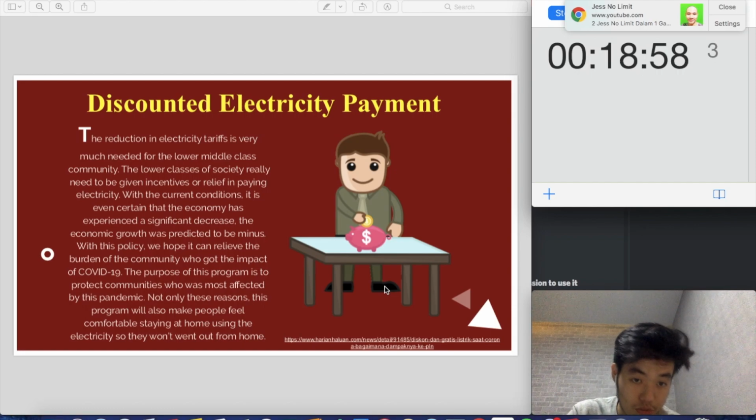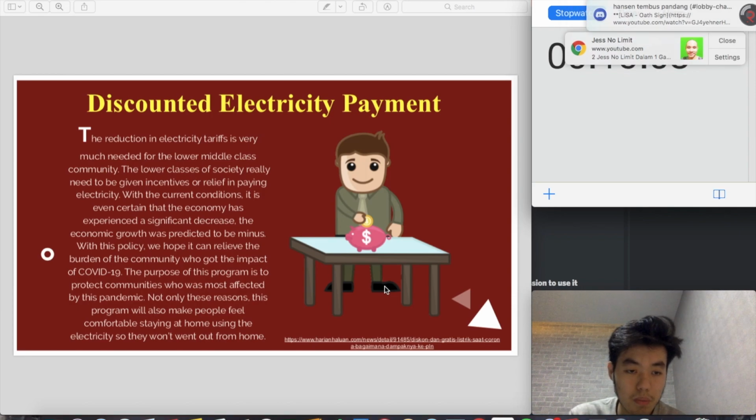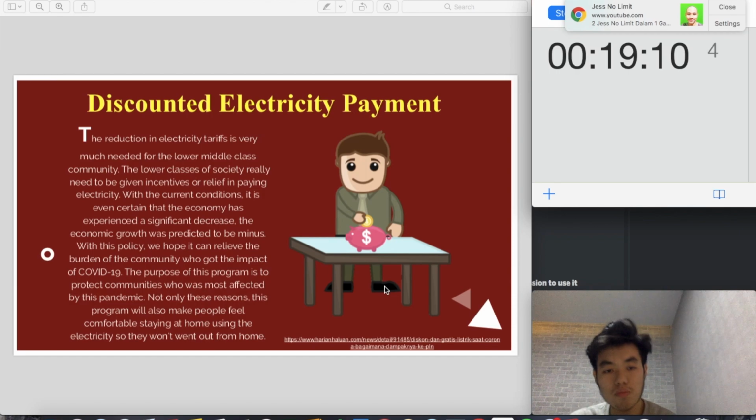The purpose of this program is to protect communities who were most affected by this pandemic. Not only for these reasons, this program will also make people feel comfortable staying at home using the electricity, so they won't go out from home and will stay at home.